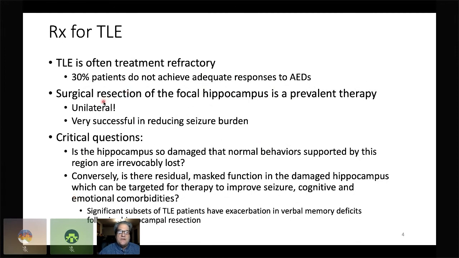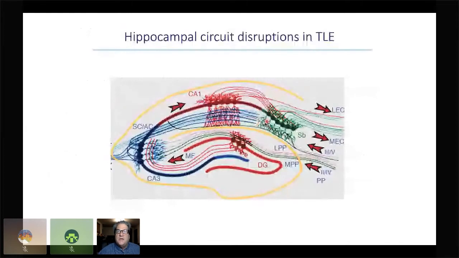Again, surgical resection is unilateral. We learned that from HM. HM actually had an epilepsy surgery, and he had a bilateral hippocampectomy with devastating consequences. But up to 80% of patients who receive a temporal lobectomy when they've been adequately worked up get seizure-free or have their seizure frequencies reduced significantly. So it's an effective therapy.